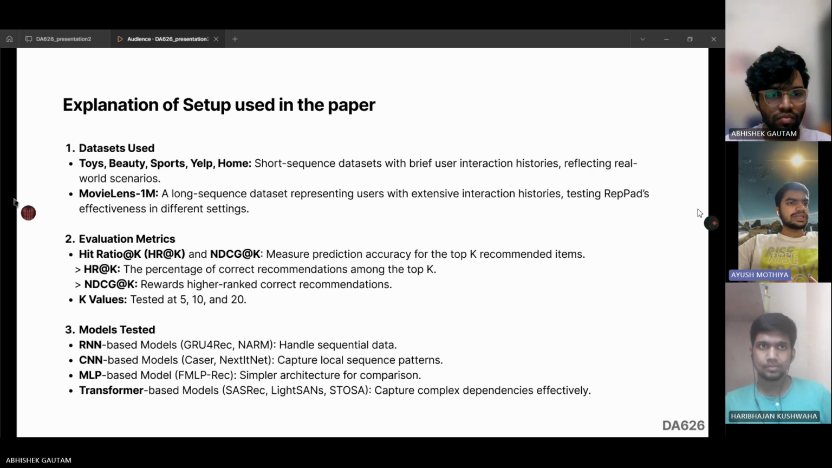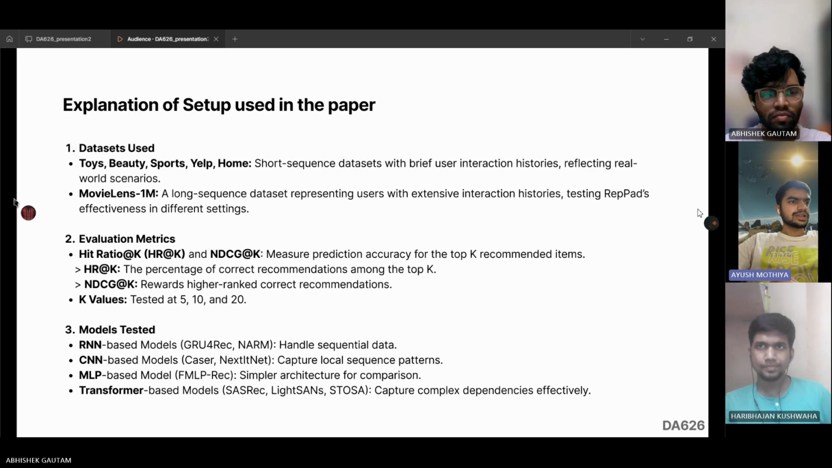Evaluation metrics. To measure RepPad, hit ratio was used. This metric evaluates the accuracy of the model by measuring the percentage of correct recommendations within the top K items. Essentially, it tells us how often the correct item appears in the model's top recommendations. Normalized discounted cumulative gain. This metric takes into account the rank of correct recommendations. It rewards models for placing correct recommendations higher in the ranked list, giving more importance to higher ranked items. We tested both metrics with K values of 5, 10, and 20 to understand the model's effectiveness at various levels of recommendation.